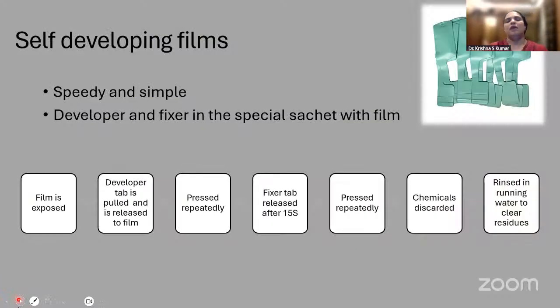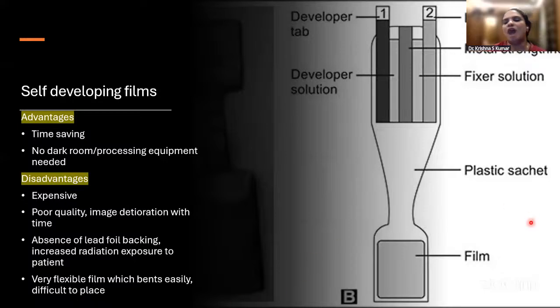Now, after that, the next one is about self-developing film. Self-developing film is very simple to understand. It is very speedy also. Hence, mainly used for emergency and endodontics. So, this is how a self-developing film will look. After exposure of the film, there is a developer tab. You pull this developer tab, and the developing solution will reach the film.